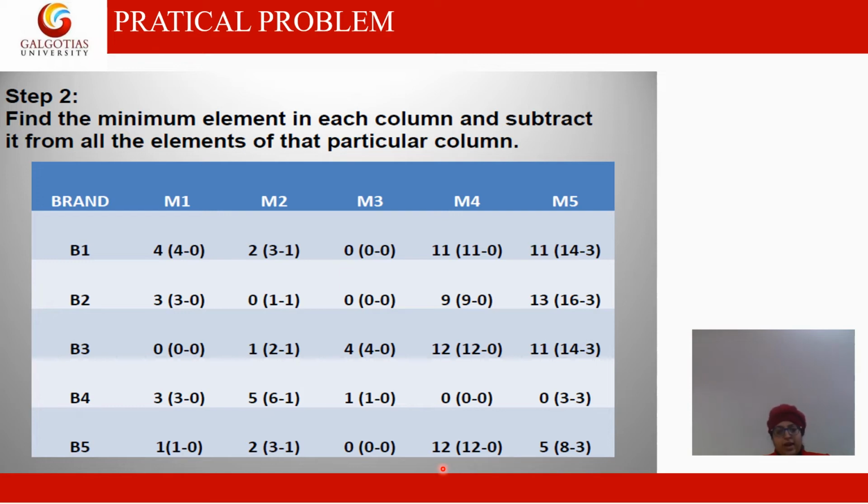Similarly, in column 5, I will be finding the minimum value. In column 5, with respect to the previous matrix table, I find that the value 3 was minimum. So I subtract this minimum value from all the values in column 5. That will be 14 minus 3 is 11, 16 minus 3 is 13, 14 minus 3 is 11, 3 minus 3 is 0 and 8 minus 3 is 5. So this is how my new matrix table will be prepared after subtracting the minimum elements from each column.